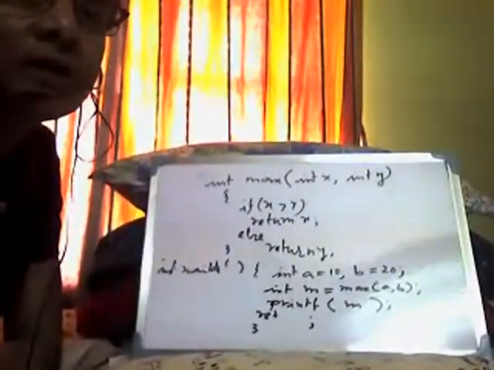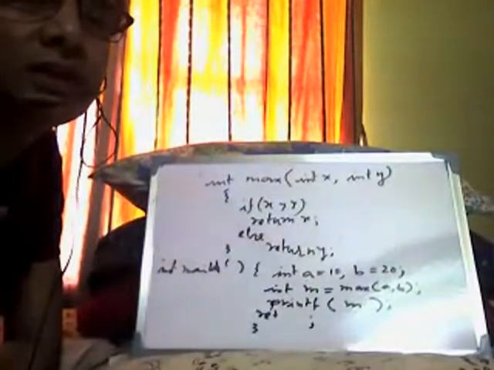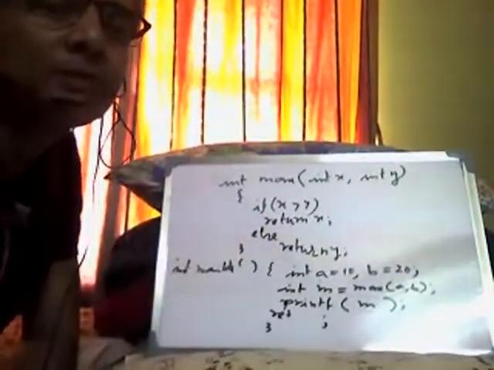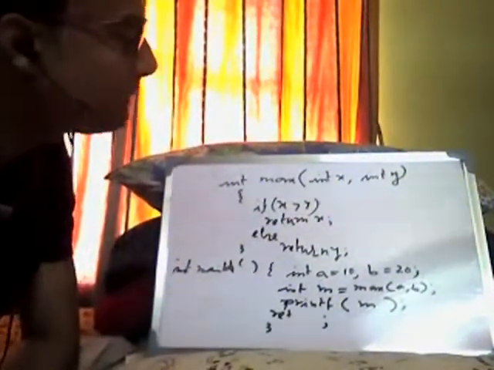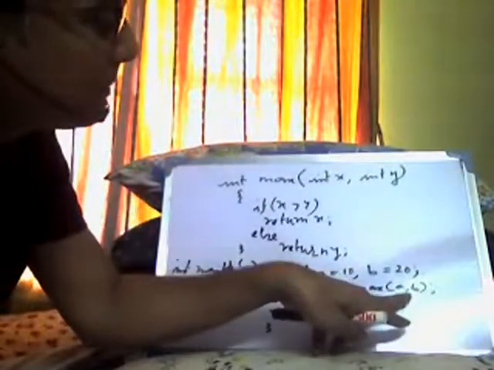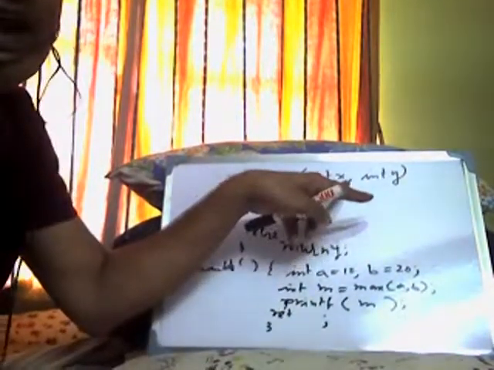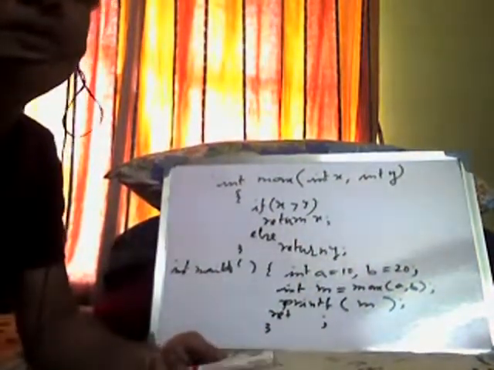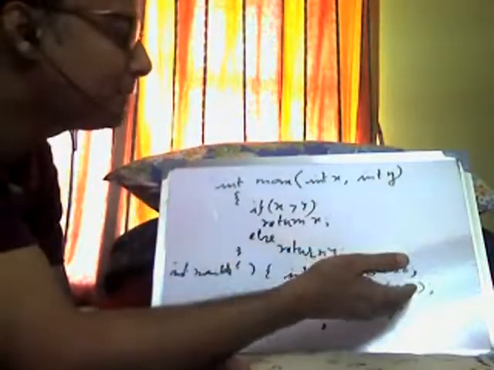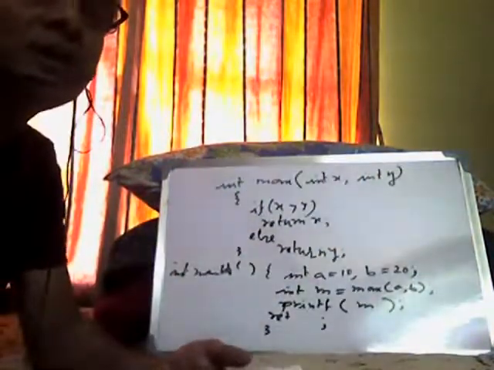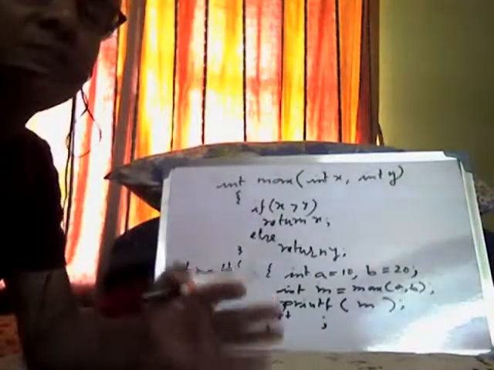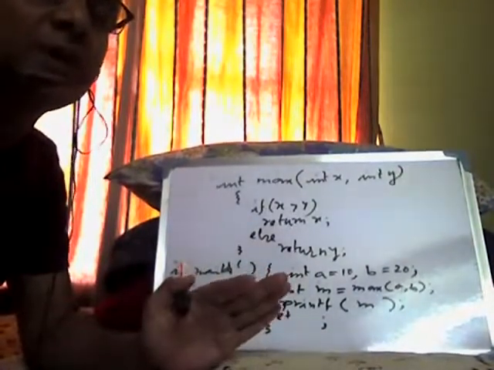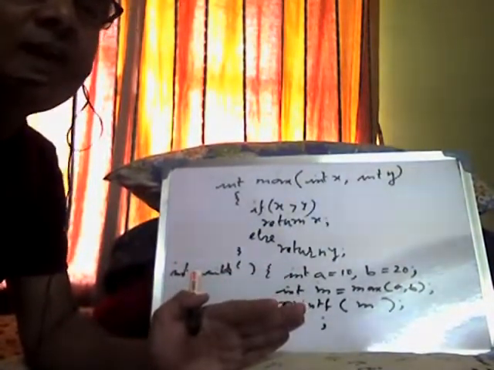Now there are the parameters that I have told about. This is called the actual parameter, and these are called formal parameters. And there are two types of parameter passing. There are more than two types, but mainly two types: pass by value and pass by reference.